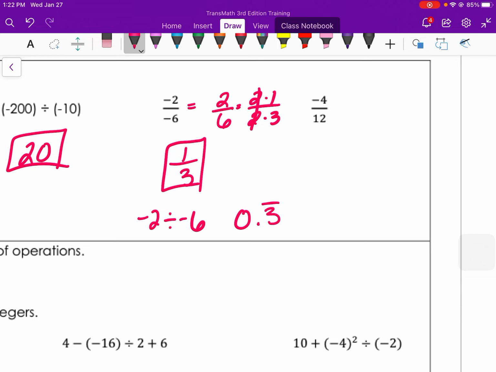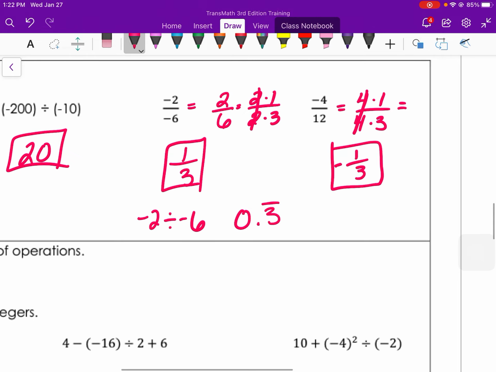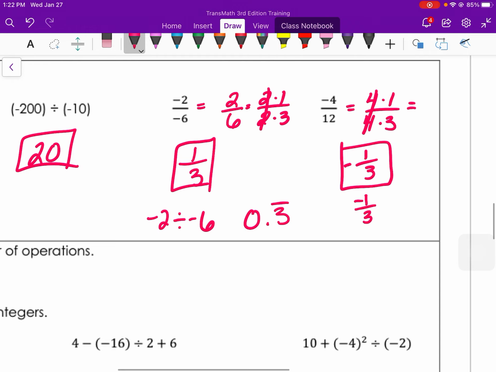So oftentimes when we divide something smaller by something bigger, we leave our answer in fraction form. Take -4 over 12, so your answer will stay negative. 4 and 12 are both divisible by 4. You can take a 4 out of the top and a 4 out of the bottom. So again, we get 1/3, but this time it's -4 over 12, so it's going to be -1/3. You can put the negative out front or on top, so -1 over 3. Those are the same answers. As a decimal, it would be -0.3 repeating.